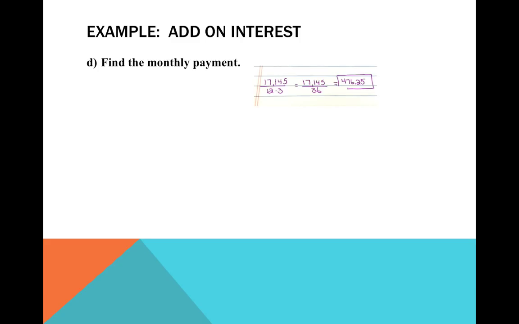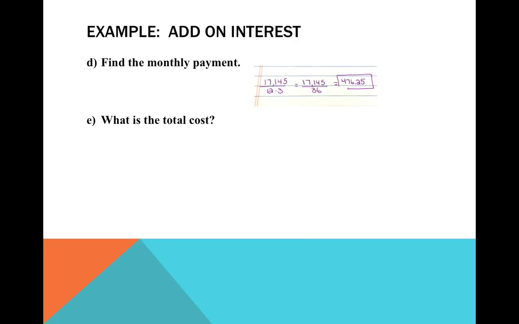Some more questions that could be asked is to find the monthly payment. So it was $17,145, and that's over 3 years. 3 years is the same thing as 36 months. These are monthly payments, so I need to divide it evenly among the months, so that's 36. That gives me $476.25 each month. Again, 2 decimal places, round as needed.